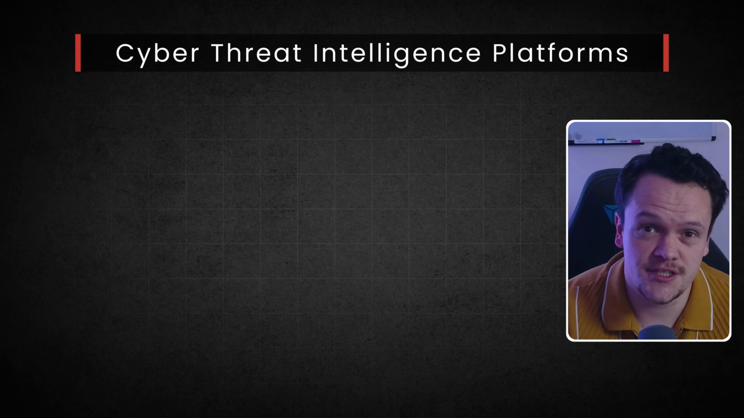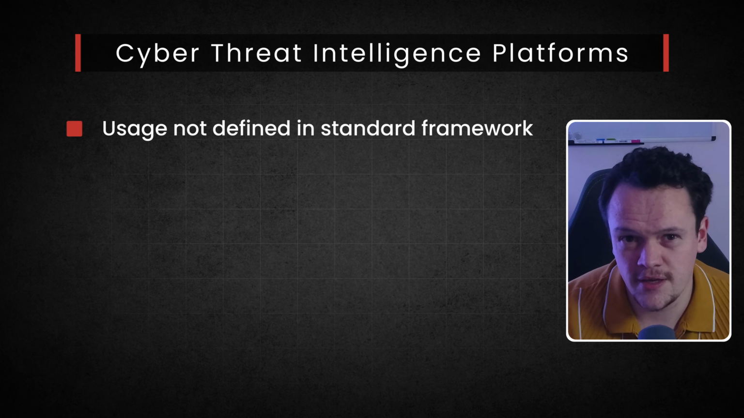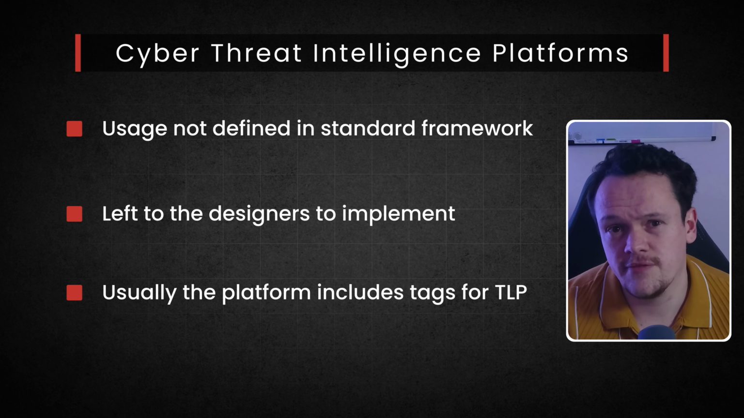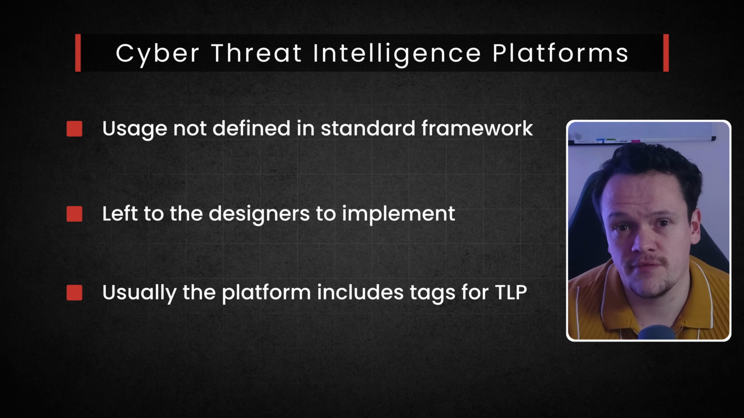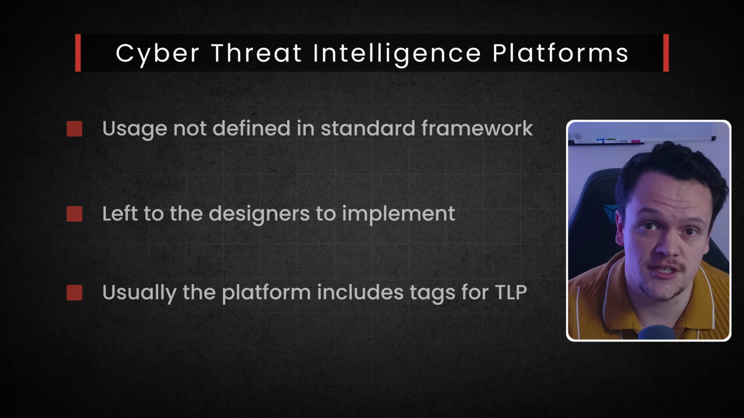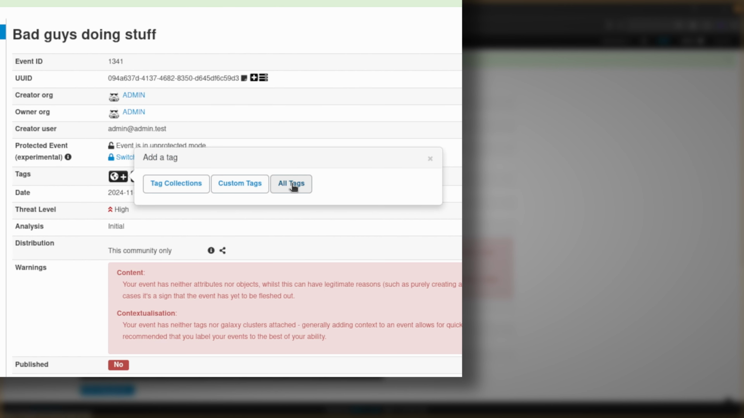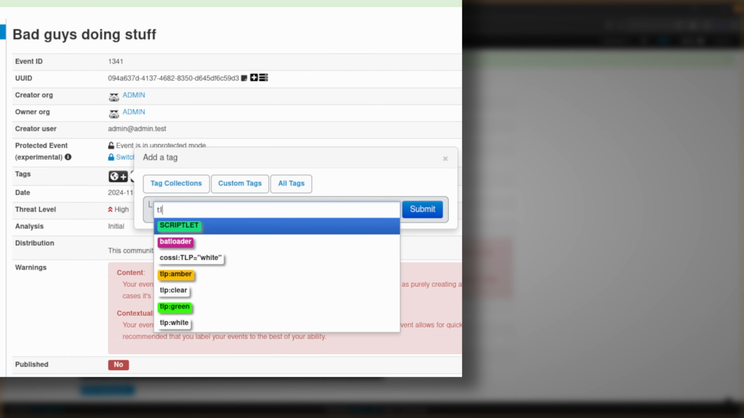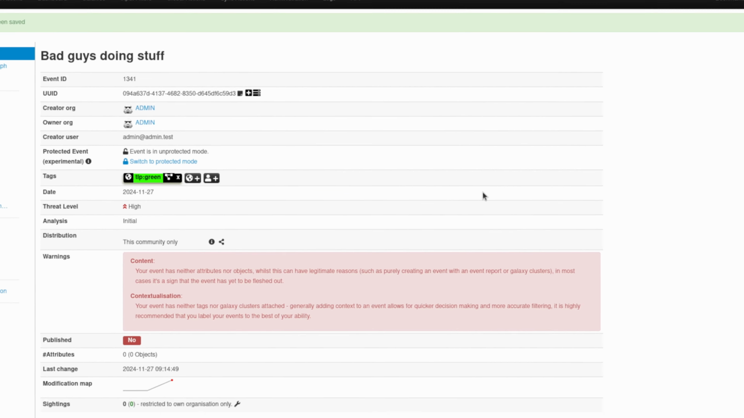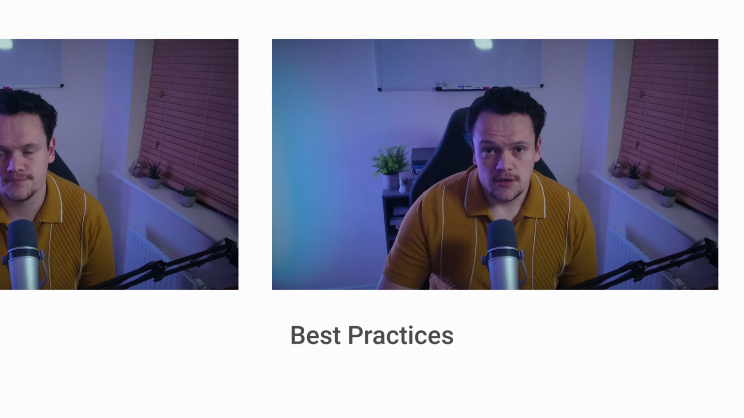But say you're making use of an automated information exchange, like MISP or OpenCTI. TLP usage in automated information exchanges is not defined in the standard framework and is left to the designers of these exchanges. That said, it is common for automated information exchanges to provide tags that users can add to their threat intelligence to provide additional context to users. This allows users to tag information using TLP designations and use sharing rules to ensure sensitive information is only shared with the appropriate audience.